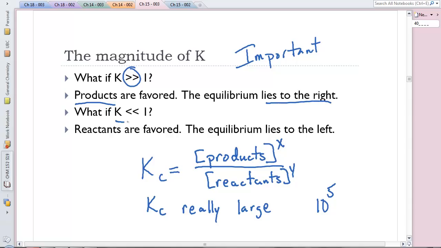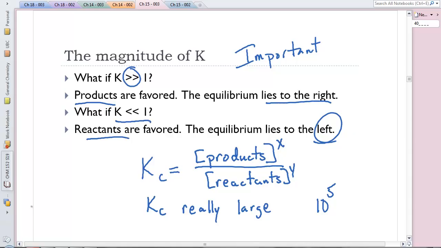Conversely, a small K, a K much less than 1, an equilibrium constant much less than 1: to get a very small K, small numerator, large denominator. Okay, so a small K tells us reactants are favored when equilibrium is established, or we would say the equilibrium lies to the left, it lies toward reactants. So that magnitude of K is really important, and we're going to come back to that in a calculation before this lecture is over. We're going to look at that magnitude of K and how it can help us in our calculations.